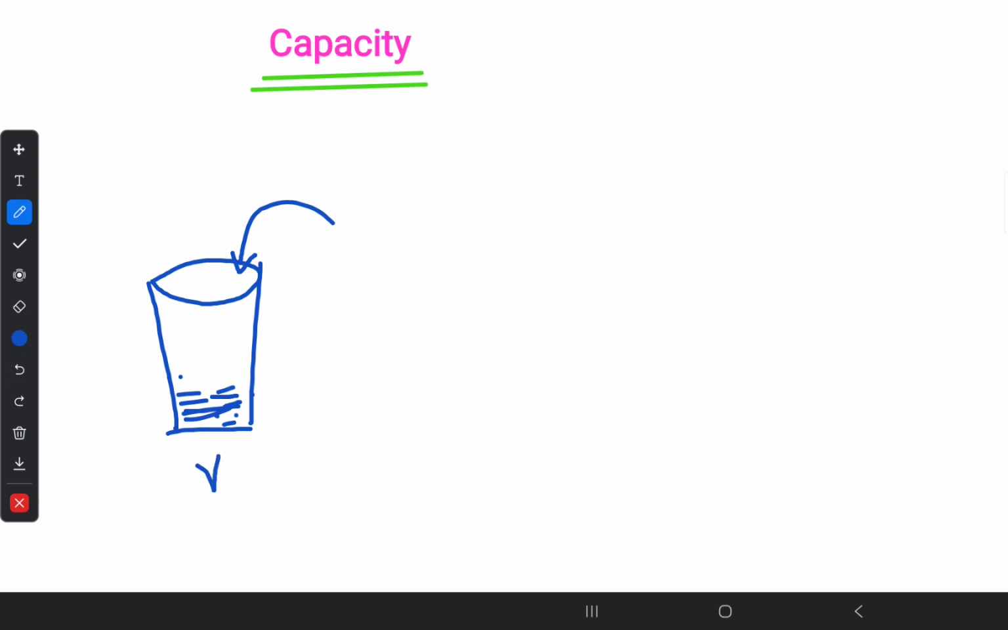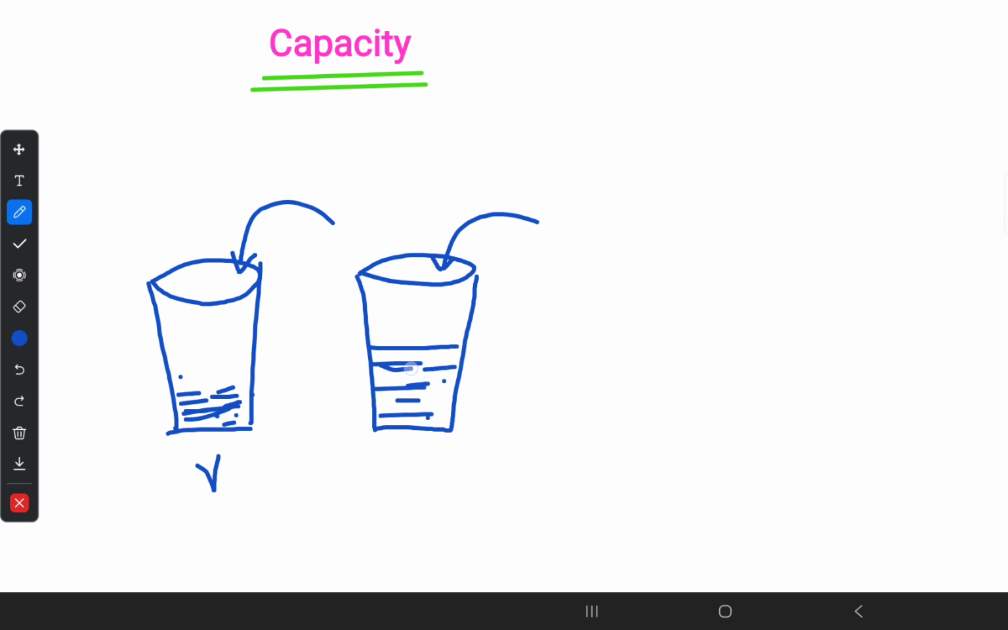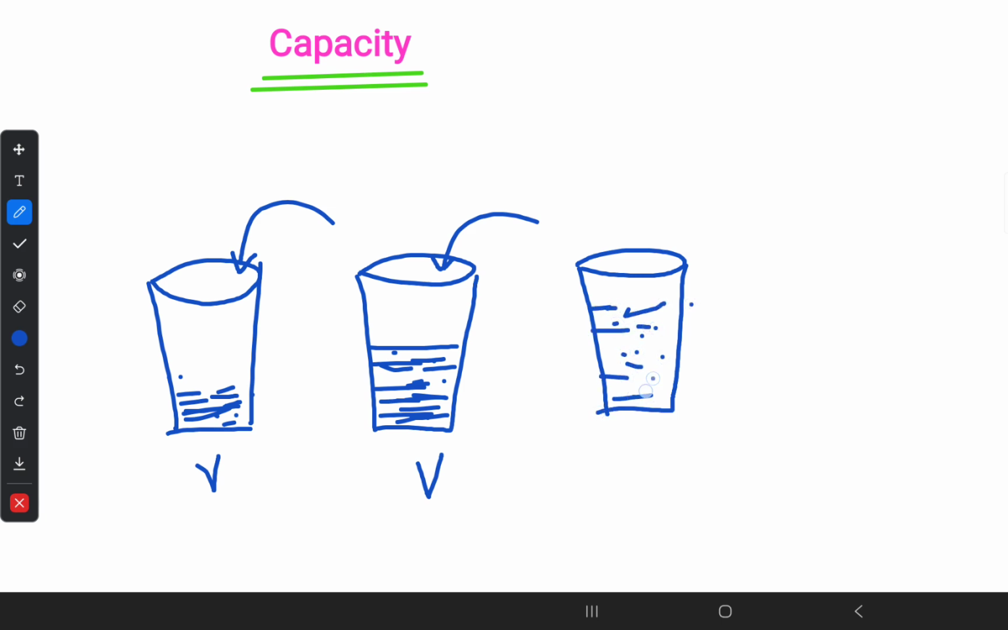One more example. In the same cup, I am going to pour some more water into it. Now it is around half filled. Now also we are indicating this as a volume. Again I am going to pour some more water. This is now three-quarters filled. This is also defined as a volume.